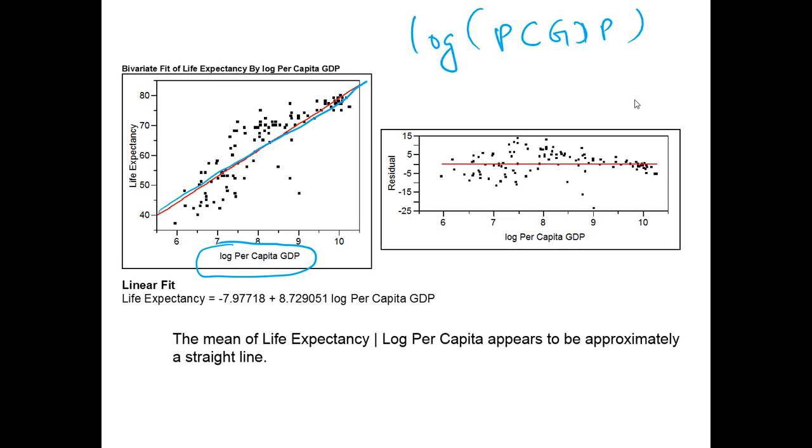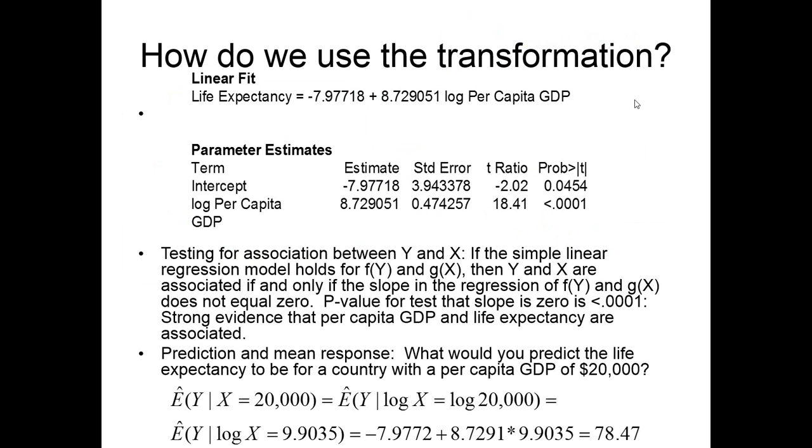Okay, and you can see that in the residuals. If you plot the residuals for such a model, you see that the residuals are randomly distributed. They are on both sides of the x-axis, which is what we are expecting in a linear regression. All right. So how do we use such transformations?